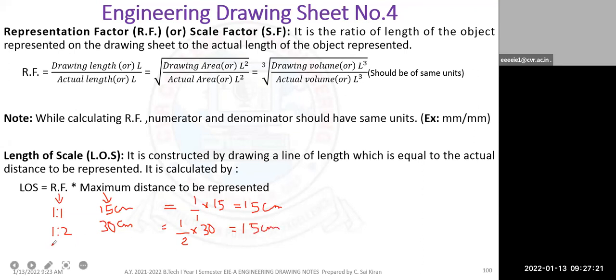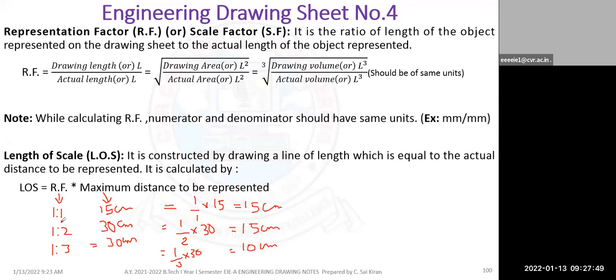Suppose the RF is 1:3. Example, RF is 1:3 and the distance is 30 centimeters. Then how will you calculate the length of scale? The length of scale will be 1 by 3 multiplied by 30. Then your length of scale is 10. Like that you have to calculate this length of scale before starting any problem.